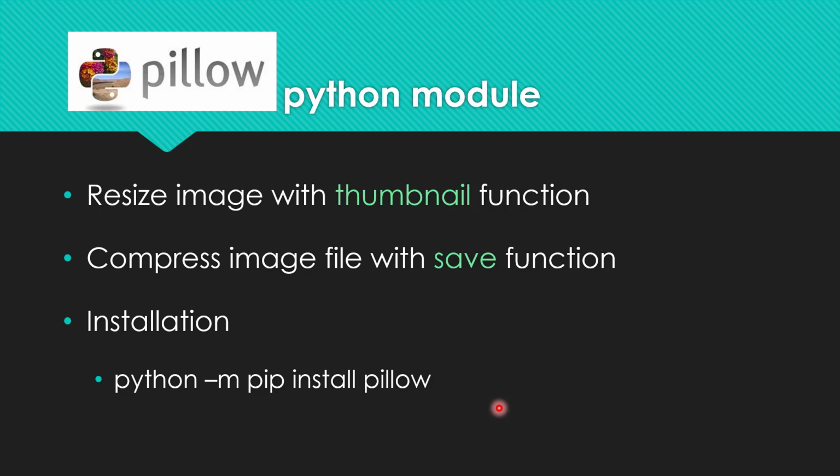And installing the Pillow Python module is really simple. Just use pip install pillow. So we're going to use the thumbnail function to resize the image, and we're going to save the image with some JPEG compression to achieve the image compression.